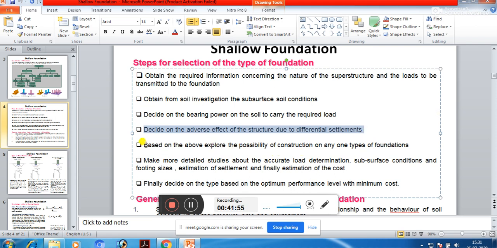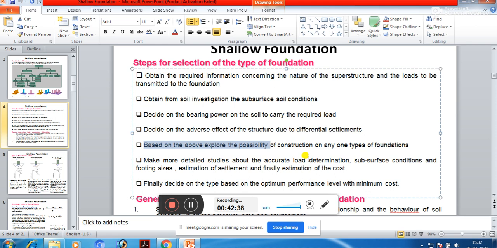So based on the above, considering all these conditions, you will have to explore the possibility of construction of any type of foundation. Okay, so you will have to explore the conditions for the foundation. So basically, the point I try to make here is, without knowing the soil parameters, without understanding the soil characteristics, as a foundation engineer you will not be able to do anything.